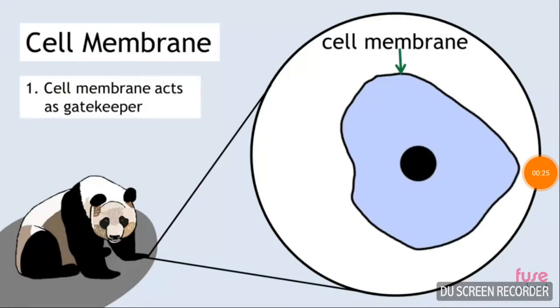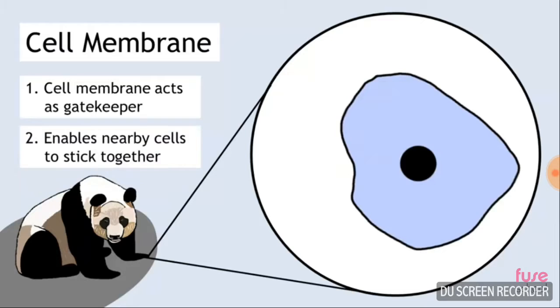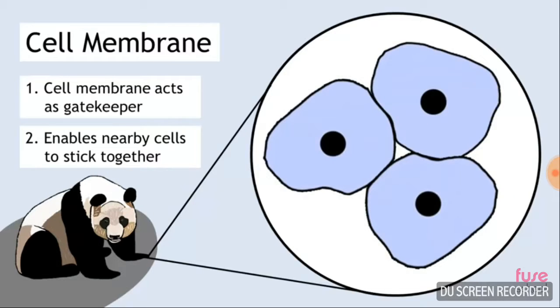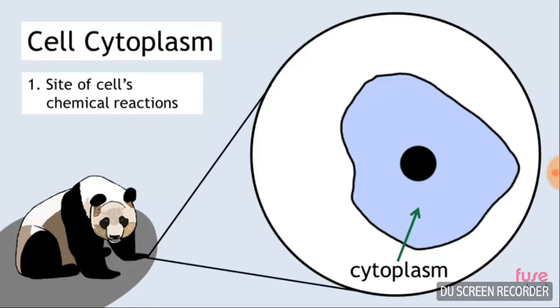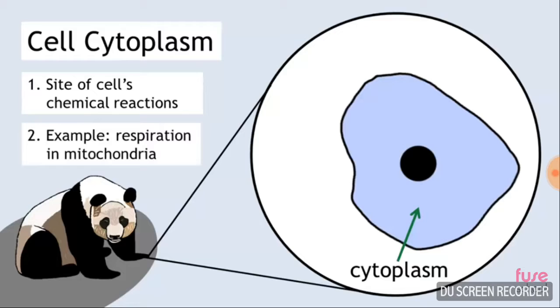The cell membrane is the gatekeeper, and it controls what enters and exits the cell, as well as enabling neighbouring cells to stick to one another. The cell cytoplasm is the site of the cell's chemical reactions. Lots of chemical reactions occur here, such as respiration. Respiration takes place in specialised structures called mitochondria.